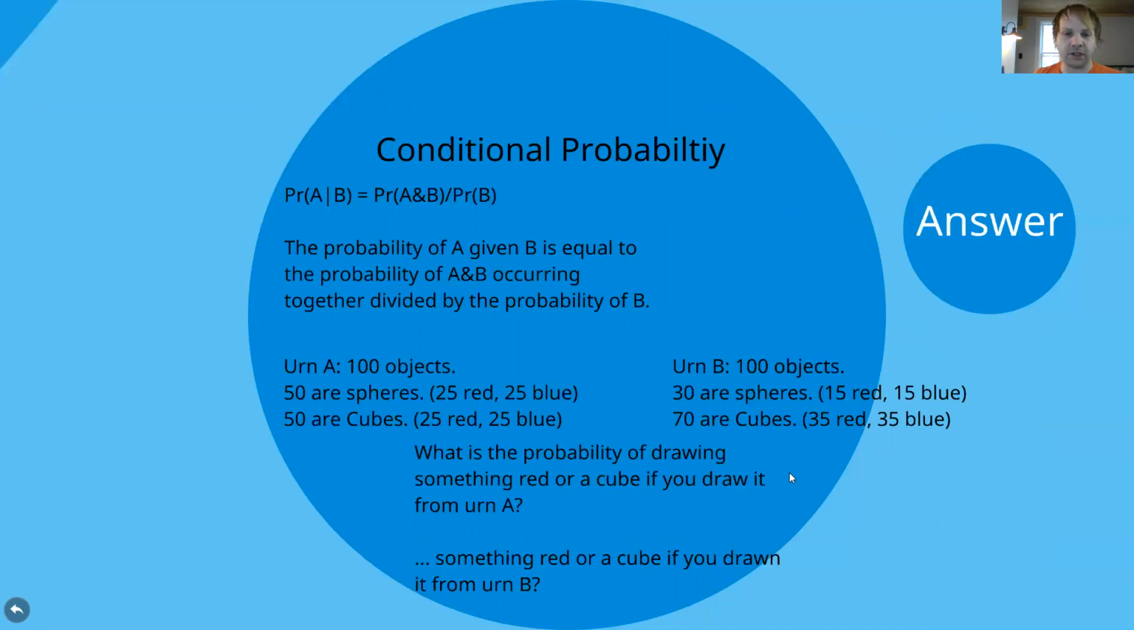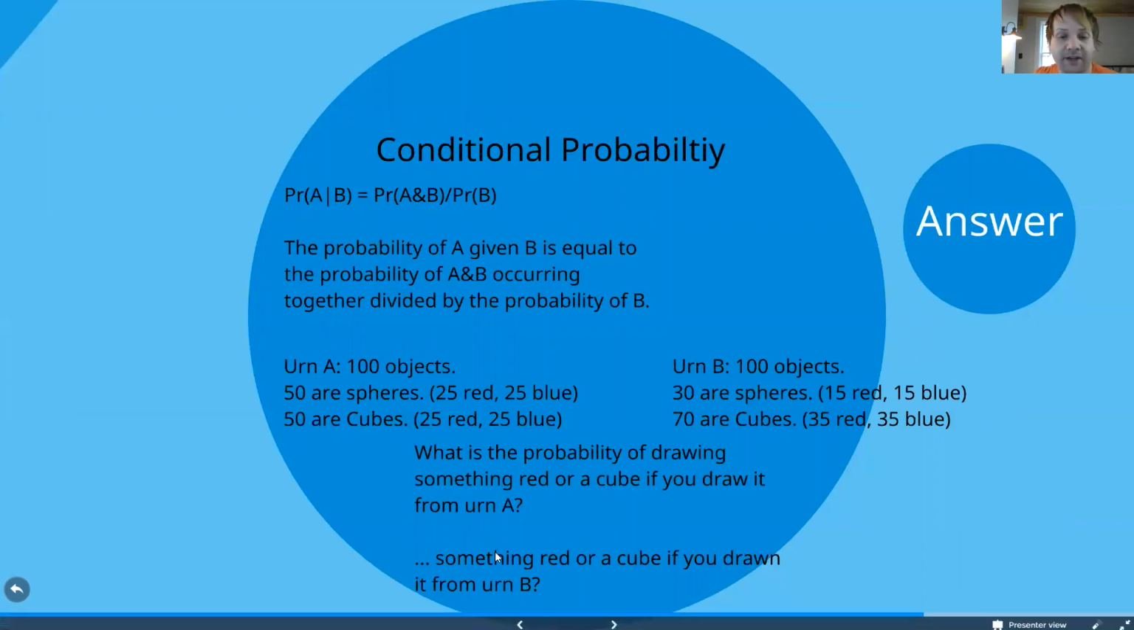Notice the way this question is phrased. The probability of drawing something red or a cube if you draw it from urn A conditionalizes those events to drawing things from urn A. If we want to know the probability of A or C given B, then we could apply the conditional probability rule to get that result. And then the same thing would happen here, but we would conditionalize on urn B.